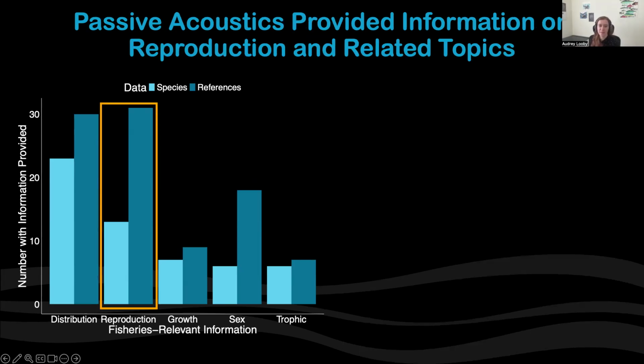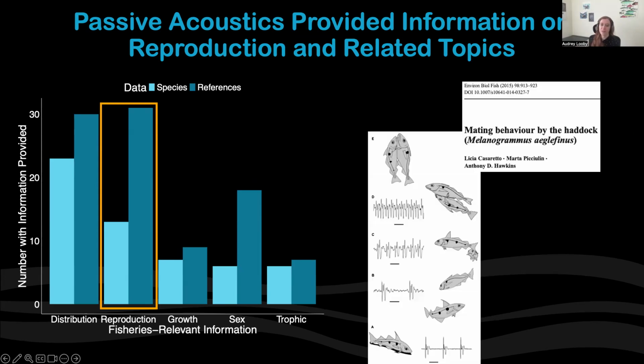So the next most common application by species and the most common by number of references was information about reproduction. The relevance of this is beautifully visualized here for haddock, which produce distinct sounds at different stages of courtship and spawning behavior. Sounds like this can be used to identify where and when fish are engaging in reproductive behaviors and perhaps even reproduction rates and success. Though these applications can be constrained by some of the same challenges as monitoring for distributions.